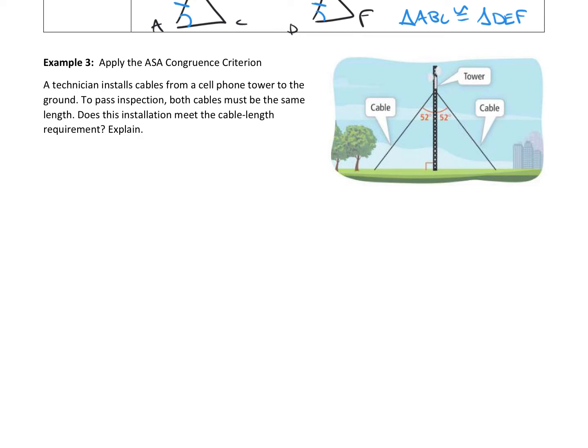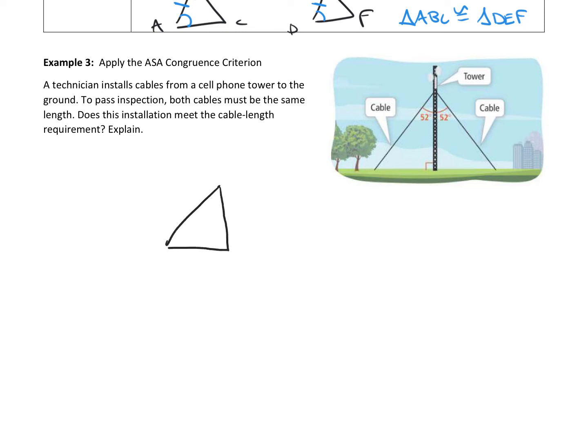So looking at the picture, we can see that this is where the technician is installing a cable from here to the ground on either side. To pass inspection, this cable must be the same length as this cable. So does the installation meet the cable length requirement? Because these cables are going down on either side of a tower, we actually have two triangles. And because the tower is perpendicular to the ground, we have a right angle.